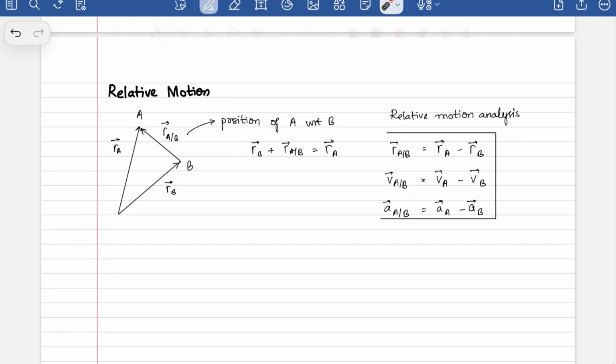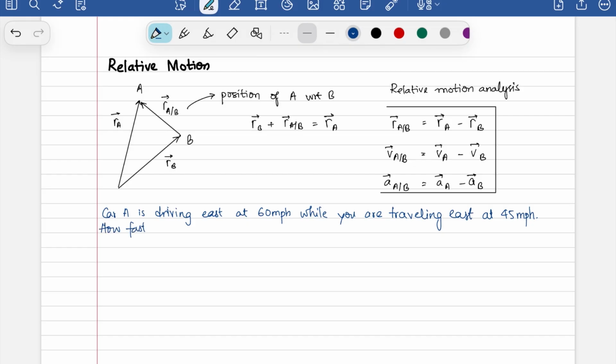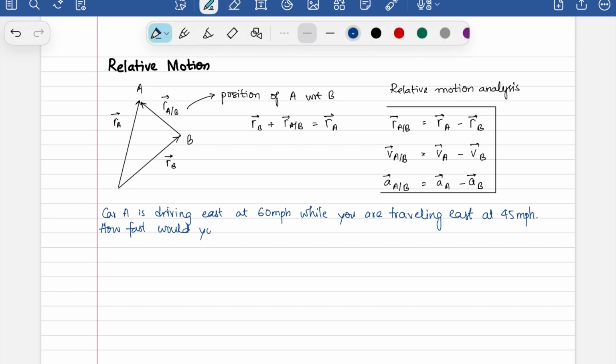Okay, let's do a very simple one-dimensional problem, the one that I just spoke about, where car A is driving east at 60 miles an hour, while you are traveling east at 45 miles an hour. How fast would you appear to the car?